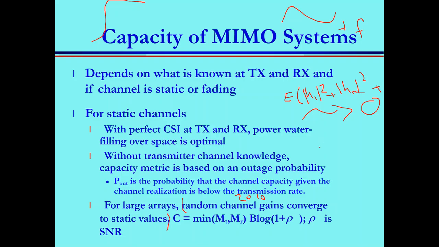You remove the effect of fading, no fluctuations in your channel, because the probability of making error reduces significantly because you have diversity, too many paths redundant to each other. If your channel is bad here, bad here, bad here, it cannot be bad in all of them simultaneously. So this is the beauty of it.